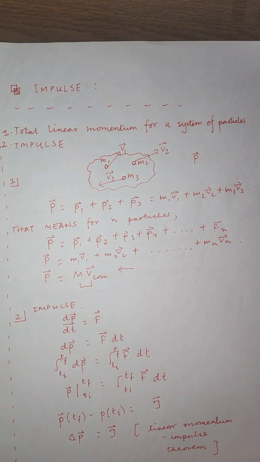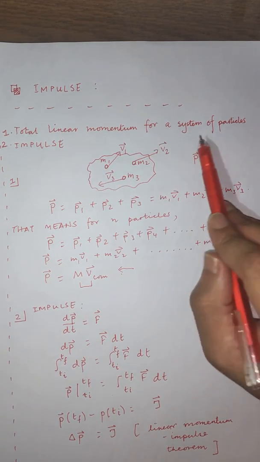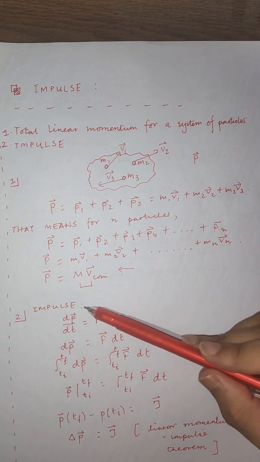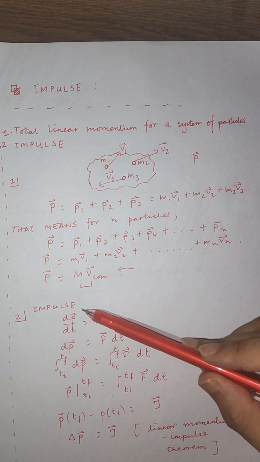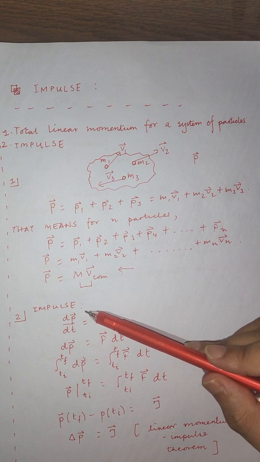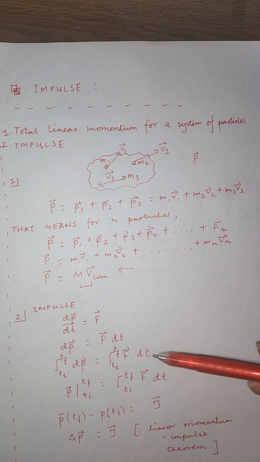Now that we've talked about total linear momentum for a system of particles, we get to the idea of impulse. Impulse, in plain words, is just a force applied in a short period of time. Let's get to the technical stuff that we have for impulse.